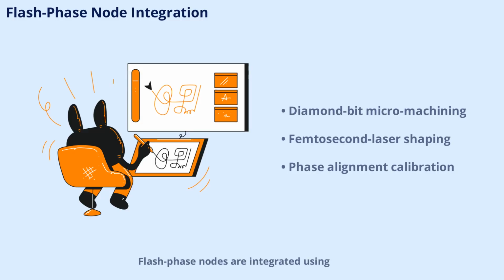Flash phase nodes are integrated using diamond bit micromachining and femtosecond laser cavity shaping. Each node is calibrated for timing and phase alignment with pulse shaping chambers polished to nanometer level smoothness. This meticulous process ensures that the flash phase system operates with minimal jitter and maximum efficiency.